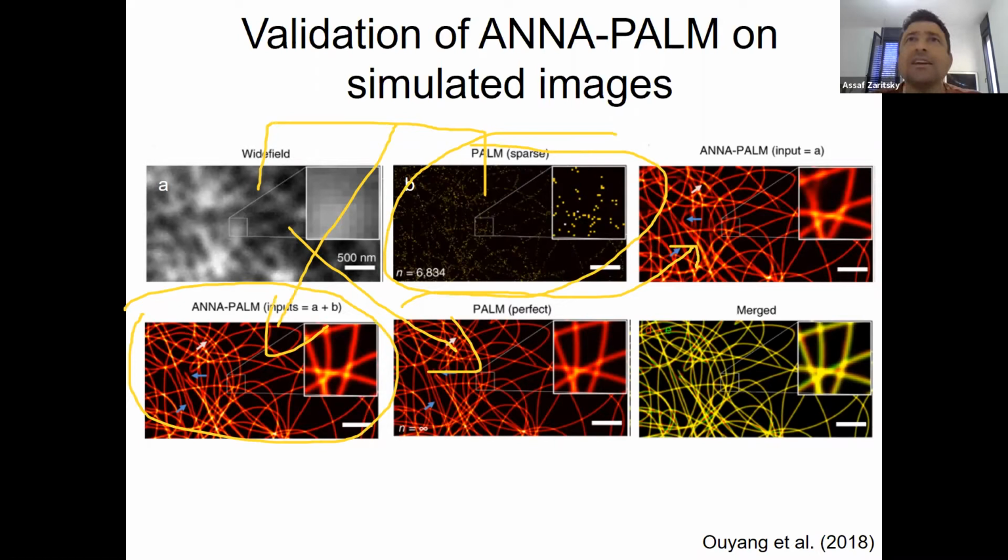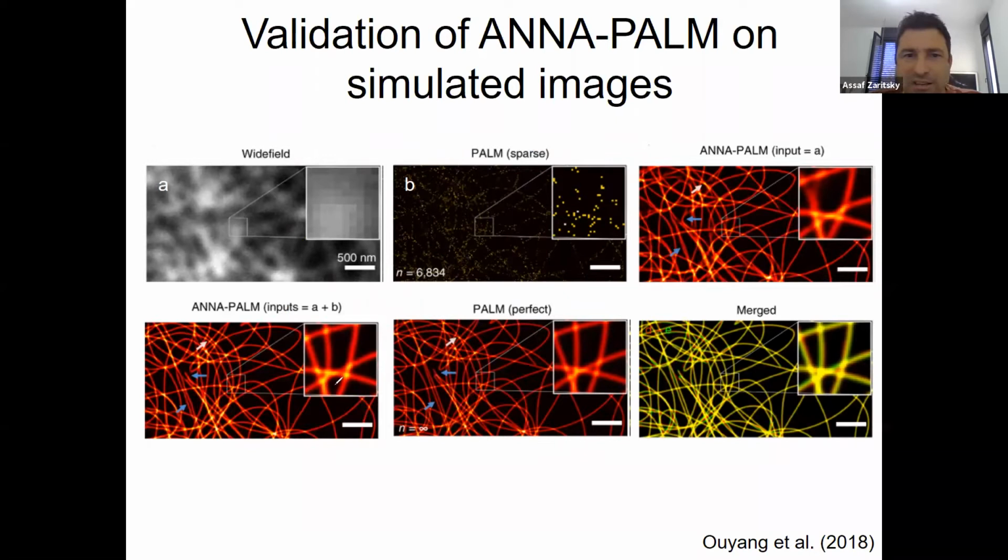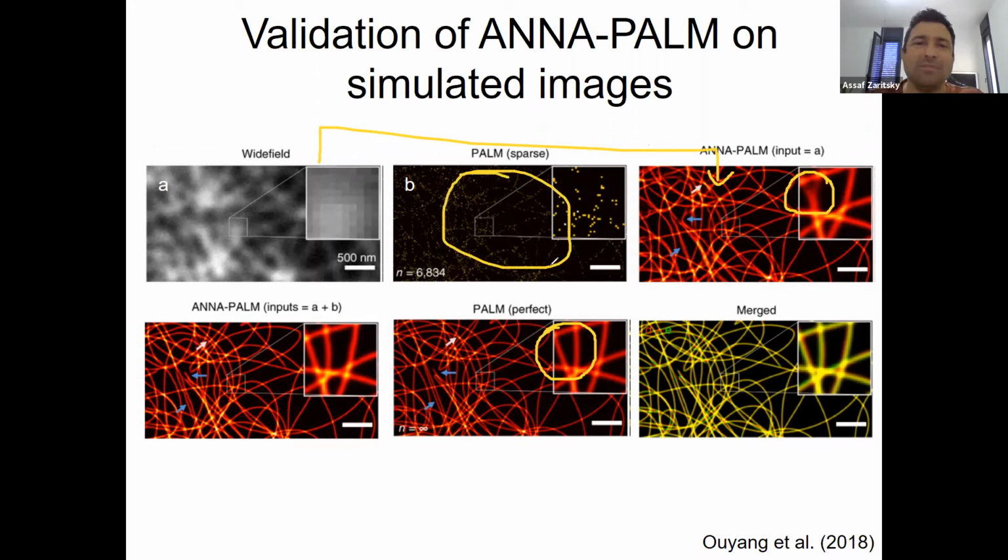Let me clean the screen. You can see here, for example, that when you map from here to here, you cannot get the fine details, so it looks very different. Going from the wide field to the super resolved image, you get a pretty nice structure, but when you have some dense filaments, it's really hard to resolve them. And when we add this sparse labeling, you can resolve these things and see much better quality of the local structure within your data.